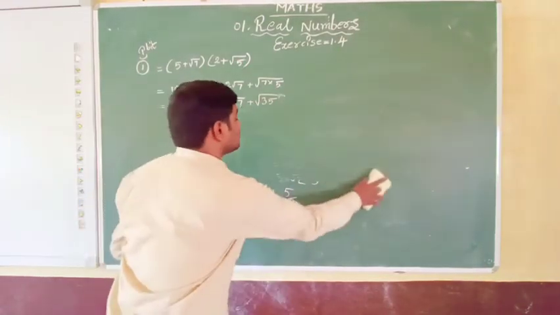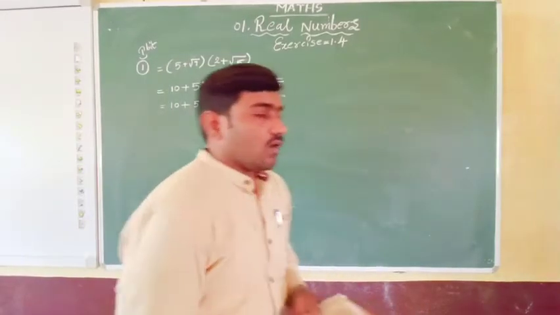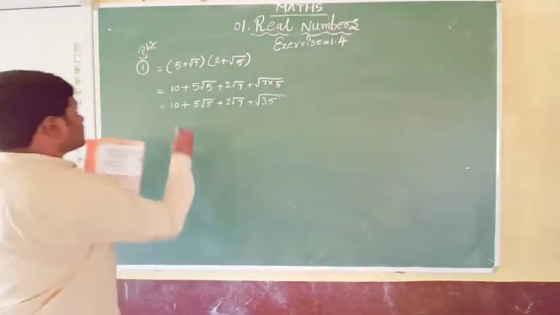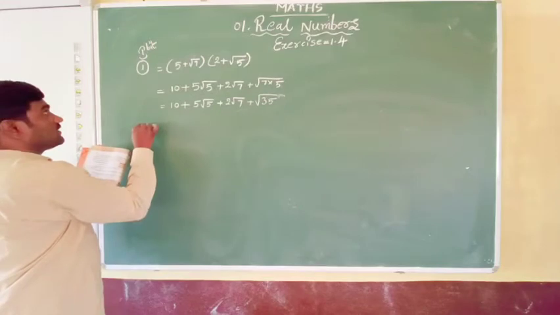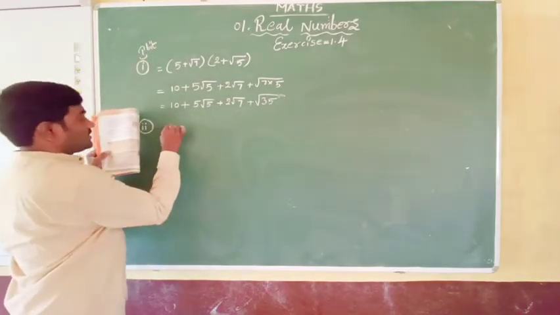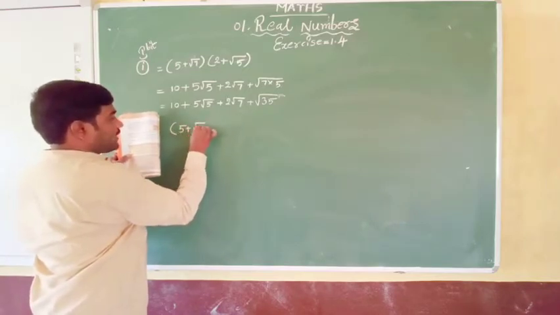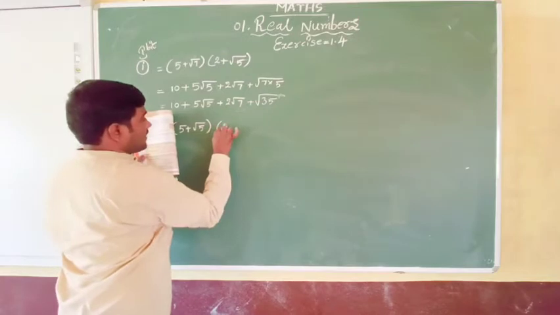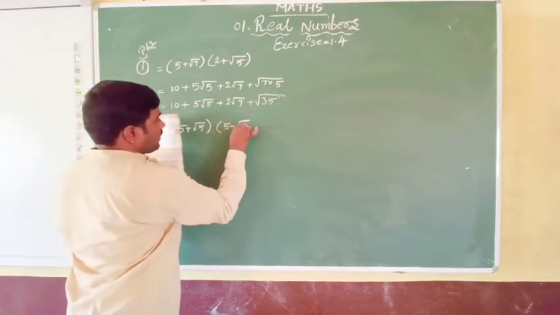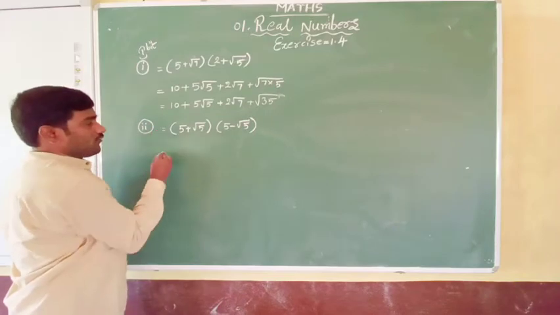So remember, this is the answer to the first question in bit number 1. Let me go for the second one. What is the second one here? (5 plus root 5) and (5 minus root 5).